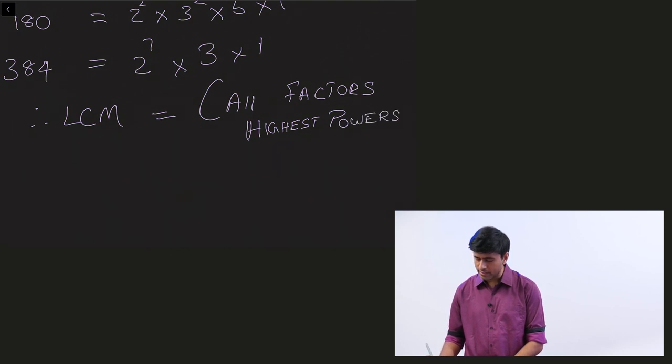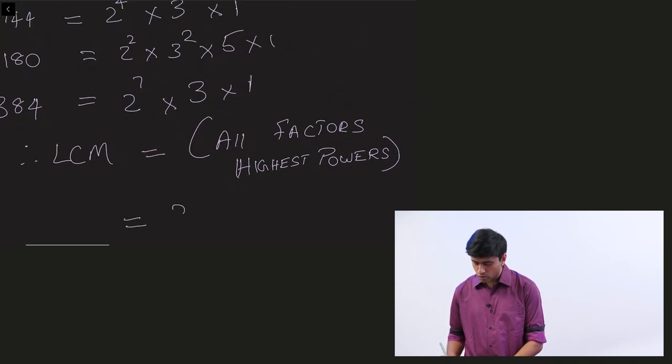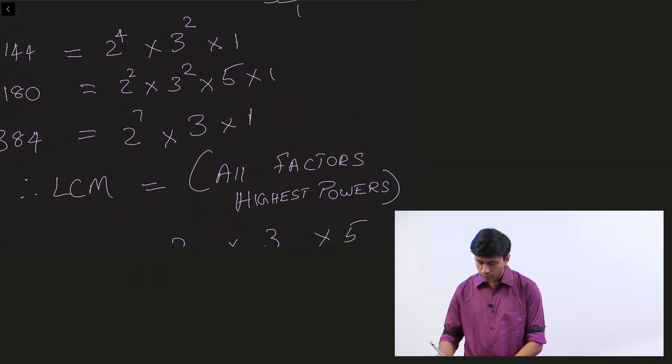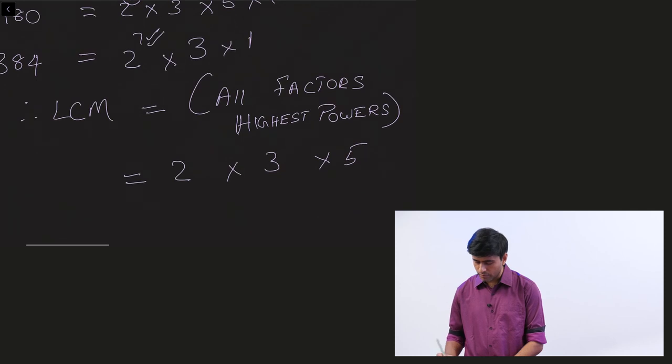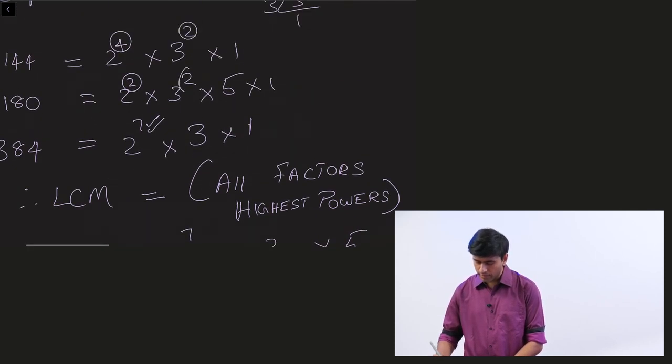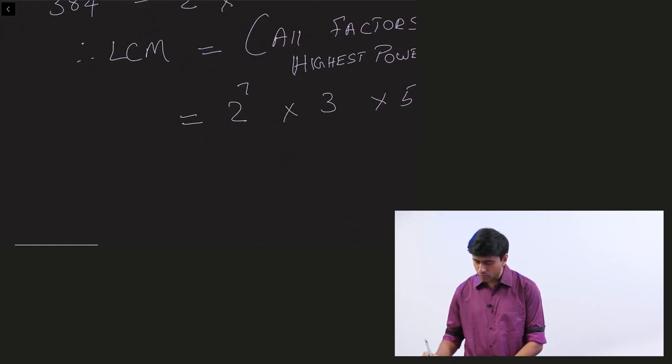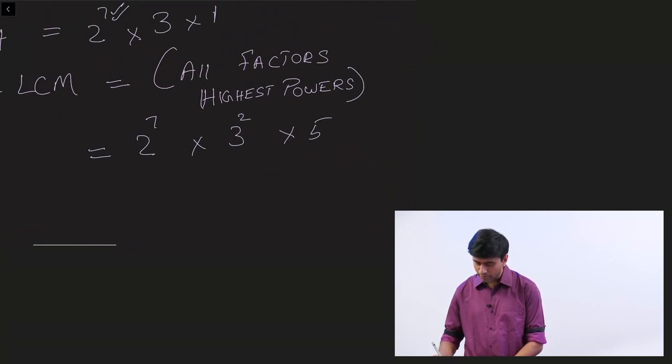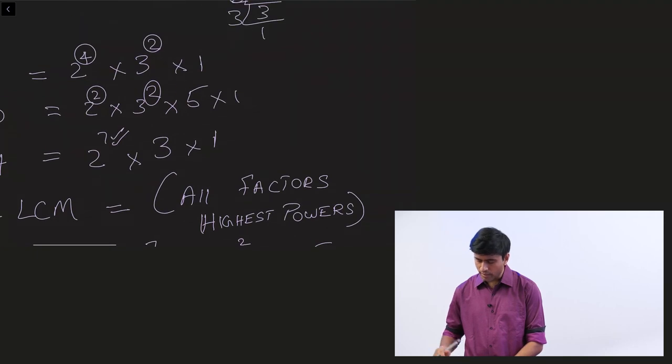All factors have to be considered, but the highest powers only. So what are the factors? We have 2, we have 3, and we have 5. What is the highest power of 2? If you notice, the highest power of 2 is 7. So we take 2 to the power of 7. What about 3? What is the highest power of 3? It is 2, 3 to the power of 2. And what is the highest power of 5? It is only 1. So it is just 5.